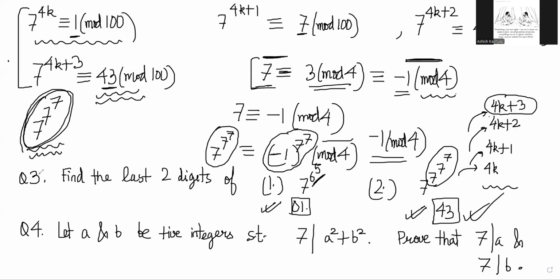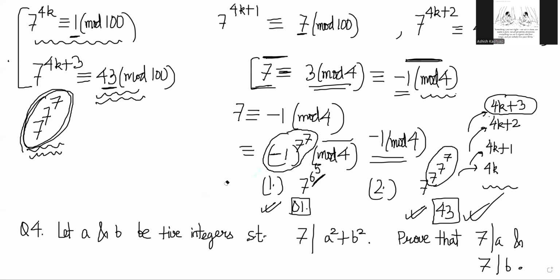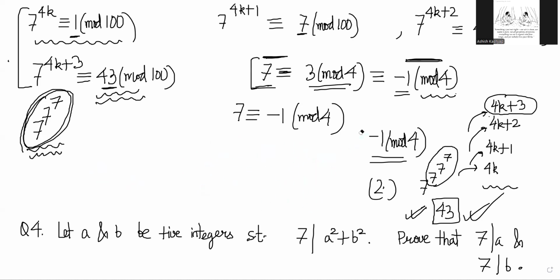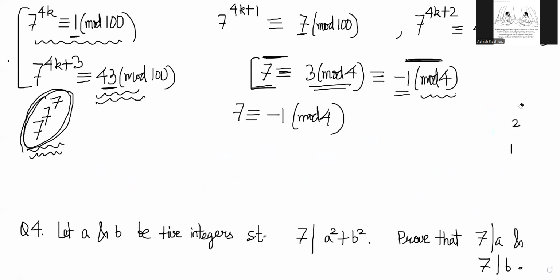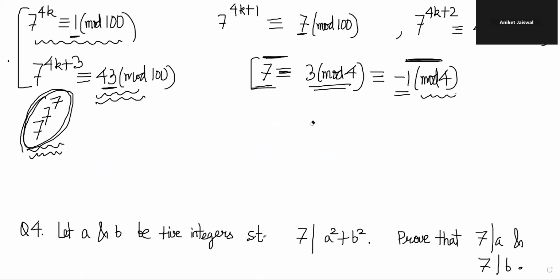Okay. Last problem. A and B are positive integers such that 7 divides a square plus b square. You have to prove that 7 divides A and 7 divides B. तो ये हो गया. Yes, sir.